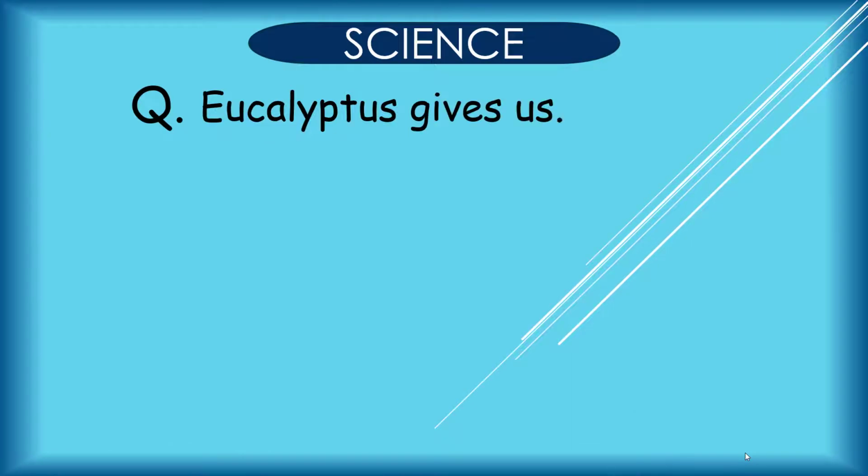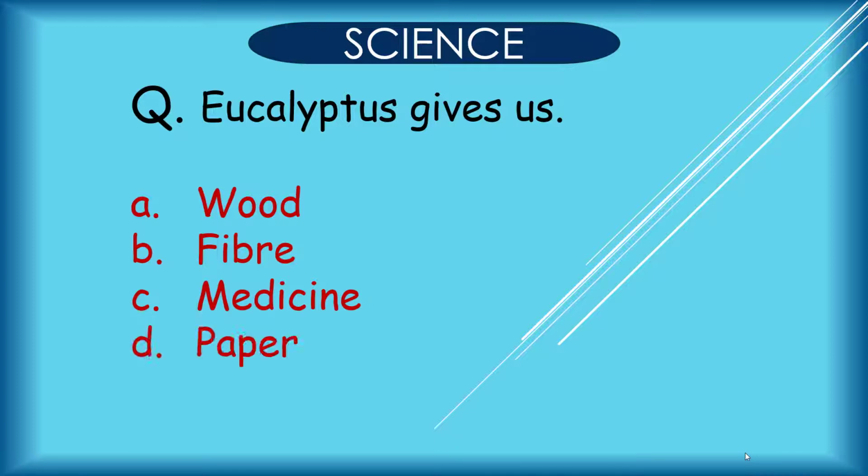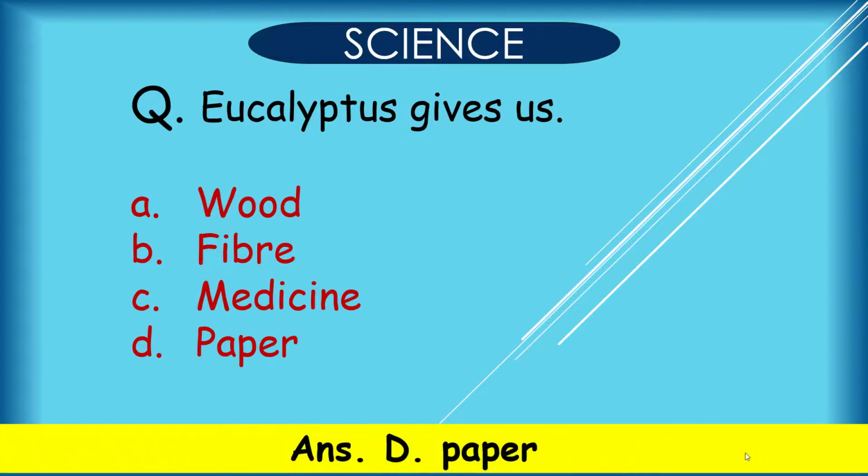Question: Eucalyptus gives us A. Wood, B. Fiber, C. Medicine, D. Paper. Correct answer is D. Paper.